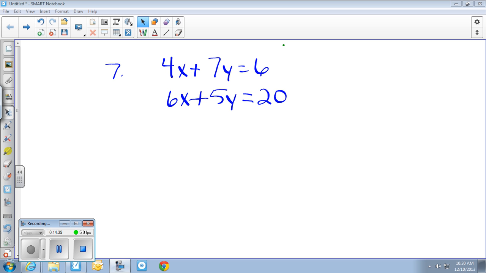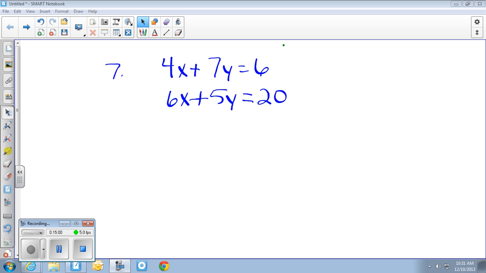All right, number 7, once again, I cannot eliminate anything the way they are. I can't just change the signs of one of them, and I can't just multiply a number by one of the equations unless I want to use fractions, but I don't. So I'm going to multiply both equations by different numbers so I can eliminate.